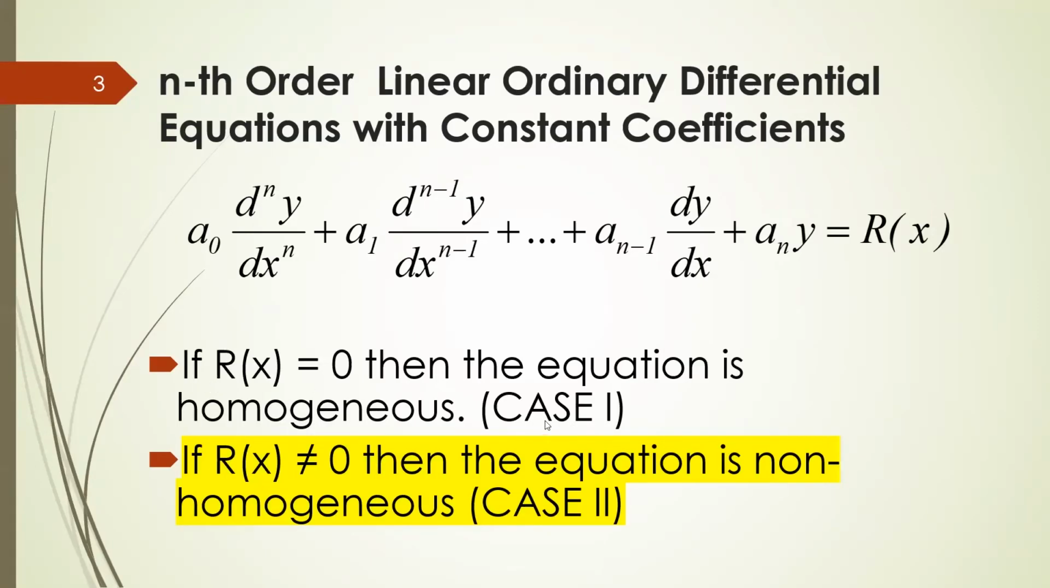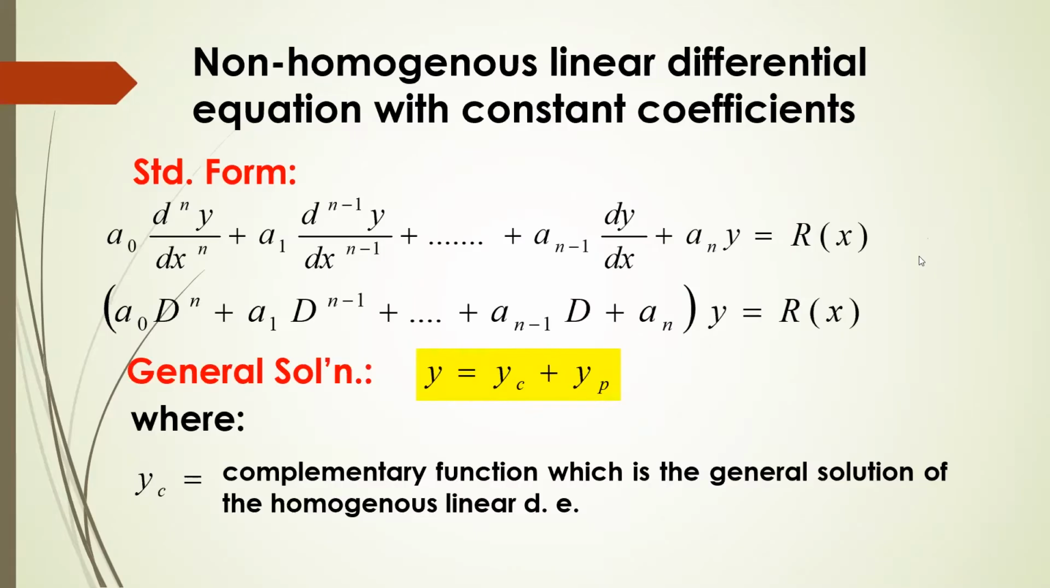This one is for our case one, basically where the r of x is equal to 0, that is homogeneous. However, for when r of x is not equal to 0, this is the second case or the second type. And for the second type, for the non-homogeneous, you know that your solution would take the form of y is equal to yc, or the complementary solution, plus the yp, or the particular solution. The complementary solution is actually the general solution of the homogeneous linear differential equation.